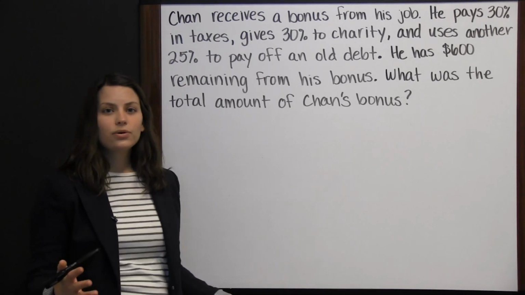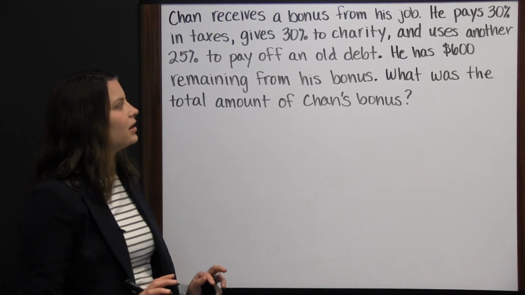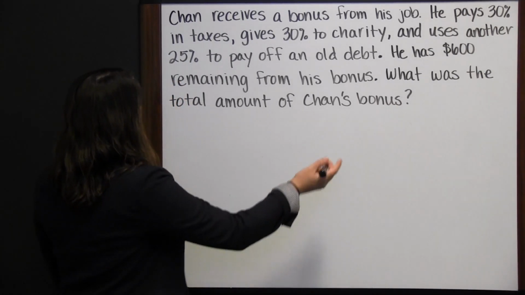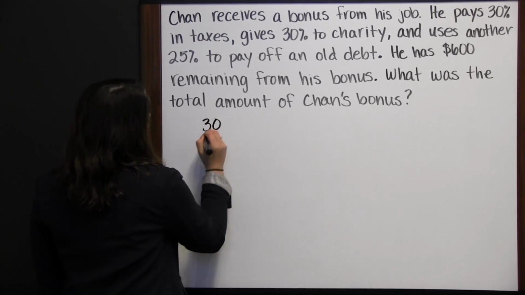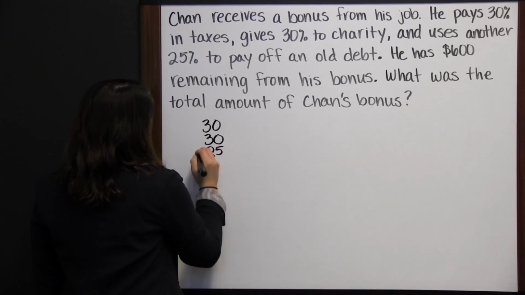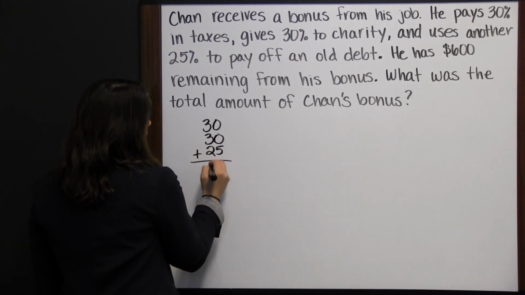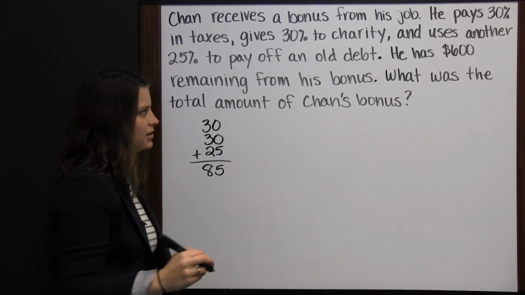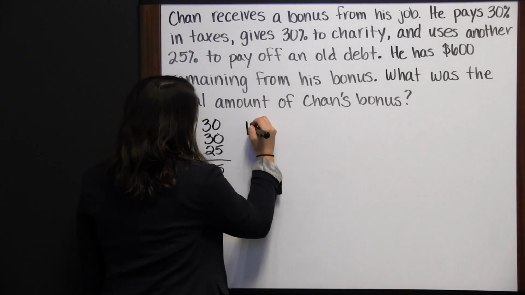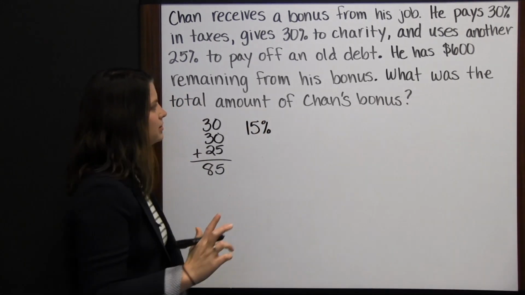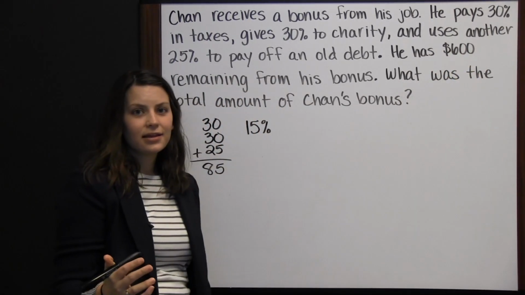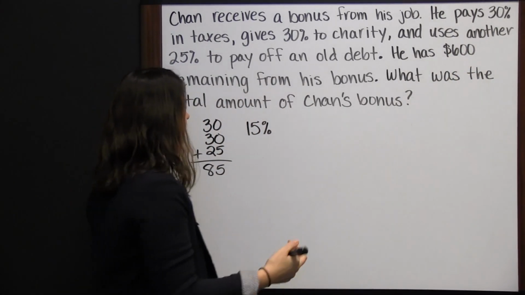First, I want to start with totaling the percentage that he spent or used, the percentage that is not left. So he pays 30% in taxes, gives 30% to charity, and uses the 25% to pay off an old debt. So that's a total of 85% that he has used, which means he had 15% left. And the $600 is the 15% of his total.